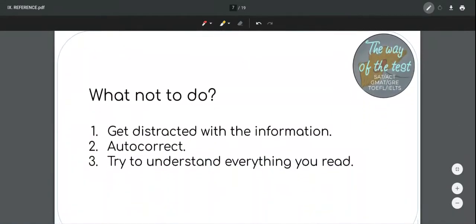Okay, so what should we not do? We're not going to get distracted with the information. Remember, all we're doing is matching. This is kind of a game of matching. We're just matching the pronoun to the noun or the adjective to the noun.